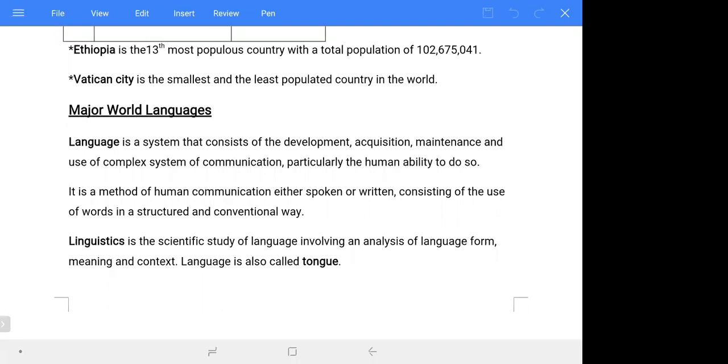Is there any question regarding the no? Okay. So the major world language, that means spoken language.